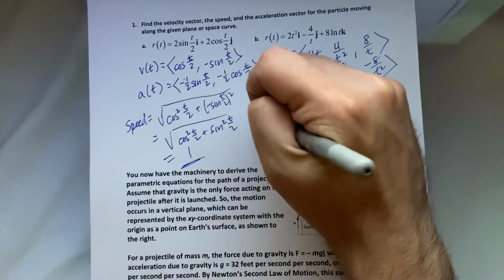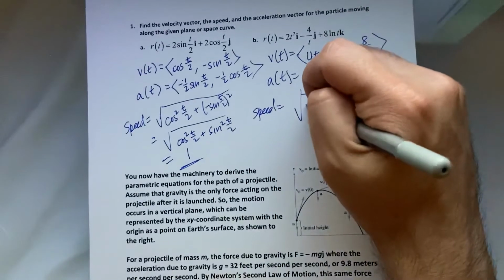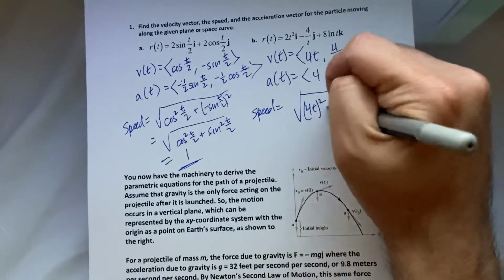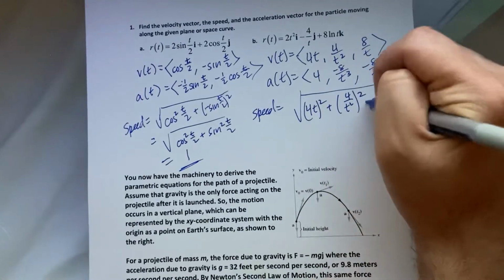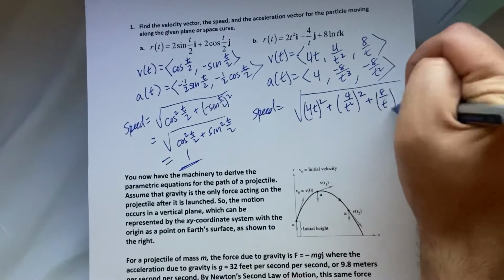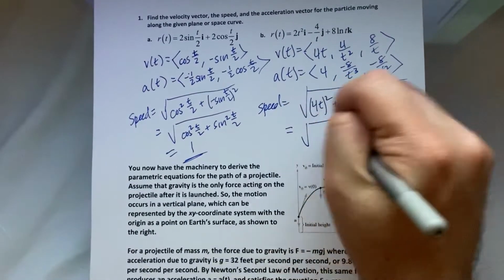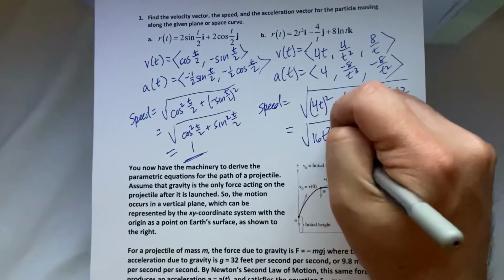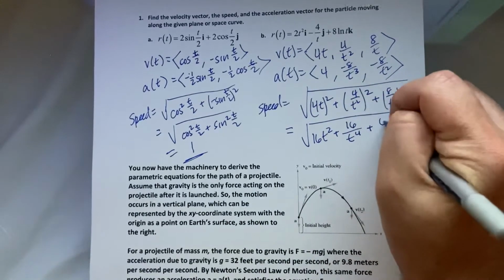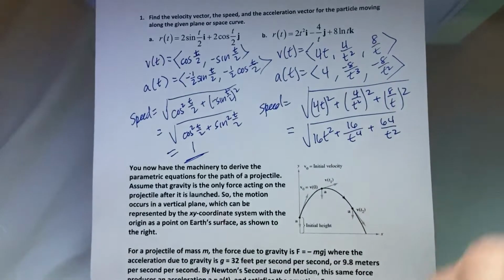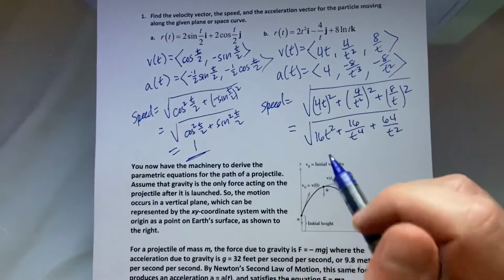Now speed. So all of these things have to be squared, so that's the square root of 4t squared plus 4 over t squared squared plus 8 over t squared, which equals the square root of 16t squared plus 16 over t to the 4th plus 64 over t squared. There's nothing else we can really do there. So that's it.